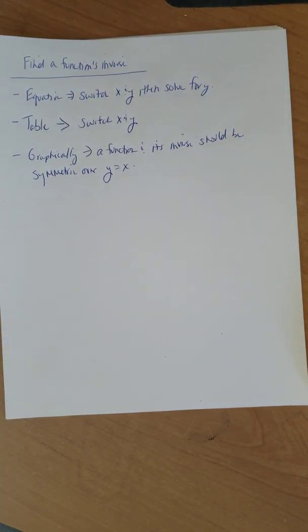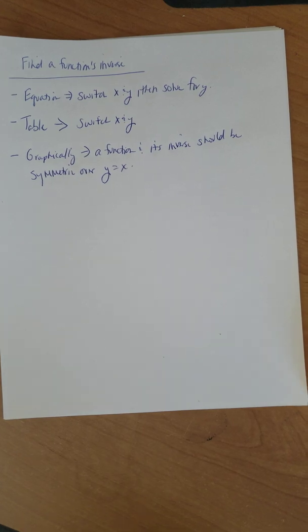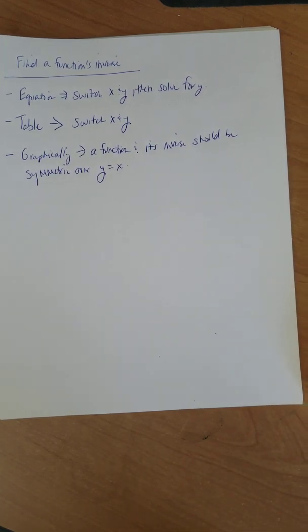All right. Graphically, when I find a function and its inverse, I always just take the table of the function and flip it for the inverse. That's all I do.